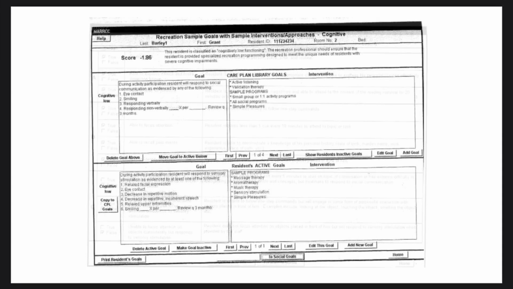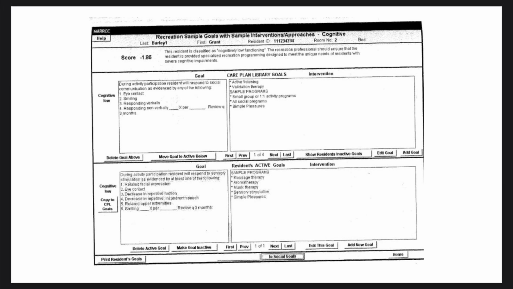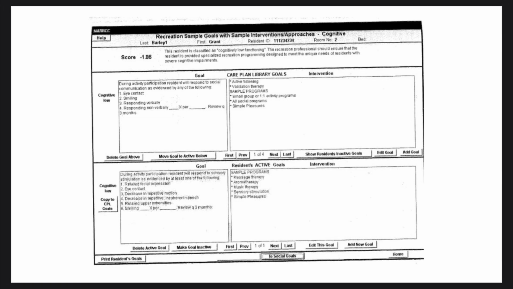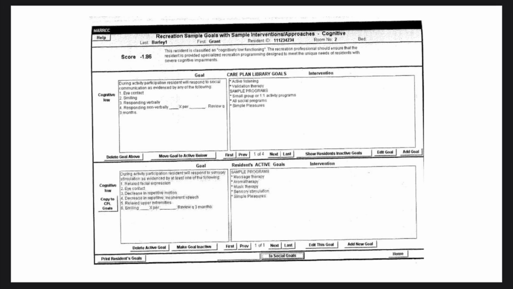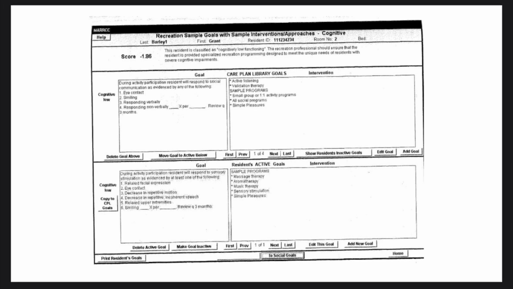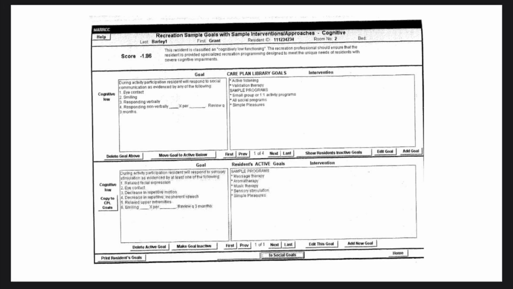And next, we move on to another sample. It's a recreational sample goals with sample interventions. And as you can see, the recreational therapist took some notes about this client. During activity participation, resident will respond to social communication as evidenced by any of the following. So eye contact, smiling, responding verbally, responding non-verbally. And the next section, in the notes, it says, during activity participation, resident will respond to sensory stimulation as evidenced by at least one of the following. So this is all to get a better understanding of the residents' abilities, functions, and what they look for in a goal or personalized goal.